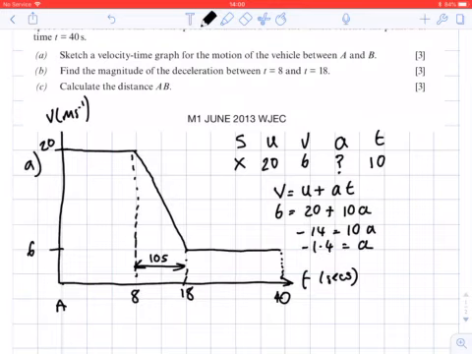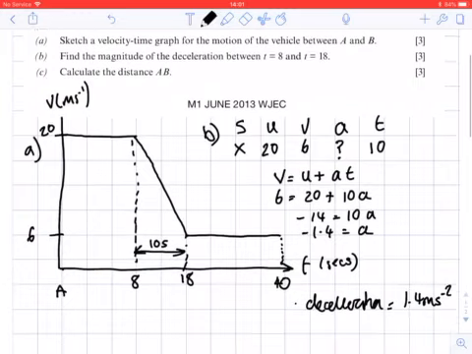Now obviously the negative tells you what's going on. The signs are important here. A negative acceleration is in fact a deceleration. So I could state there that the deceleration is 1.4 meters per second squared. So my answer to part B would be deceleration is equal to 1.4 meters per second squared. I don't need the sign because I'm telling you it's decelerating.